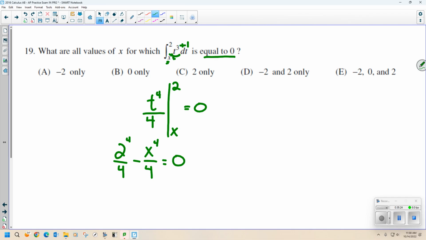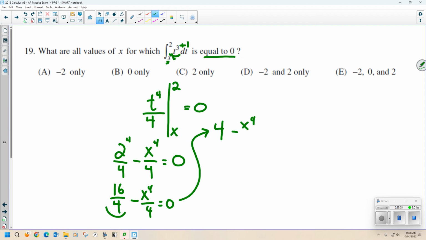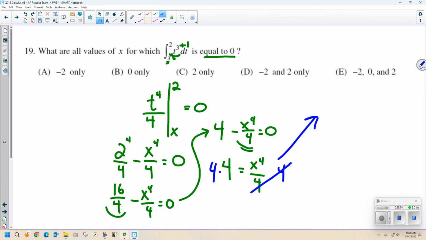I can multiply anything by 4. This is going to be 16 over 4 minus x to the 4 over 4 should equal 0. 16 over 4 is just like saying 4 minus x to the 4 over 4 equals 0. Let's add this to both sides. So I got 4 equals x to the 4th over 4. Let's multiply both sides by 4. I now have 16 equals x to the 4th.